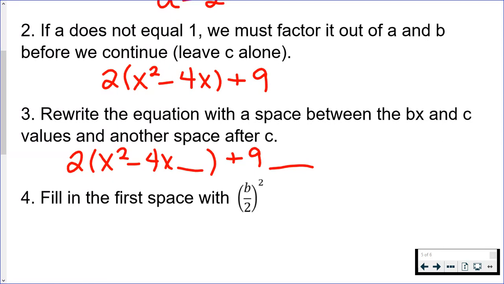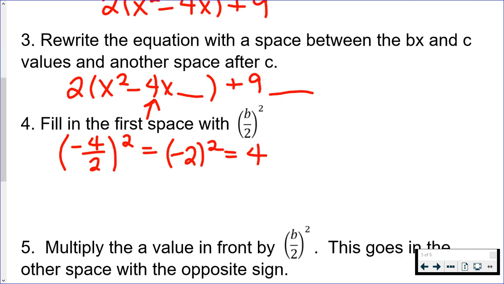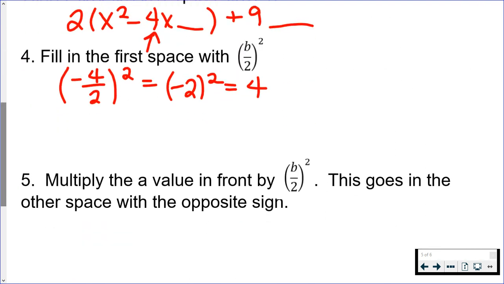Now I'm on to the B over 2 squared step. B is now -4. You cannot use the original B value. Please make sure you use the new one, which is -4. So we end up with 4, and that is what goes into the first space that we wrote.